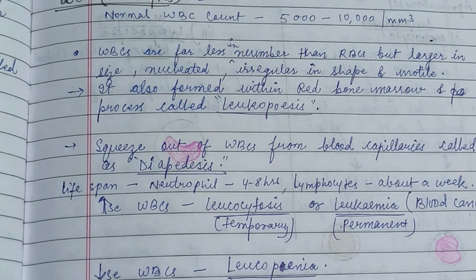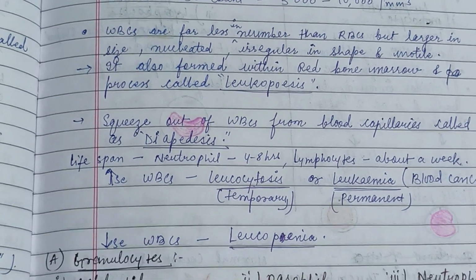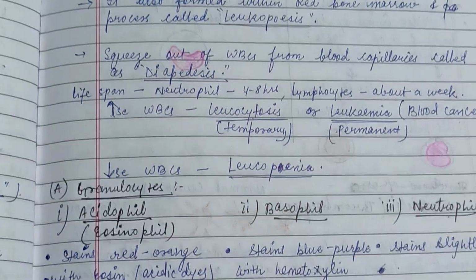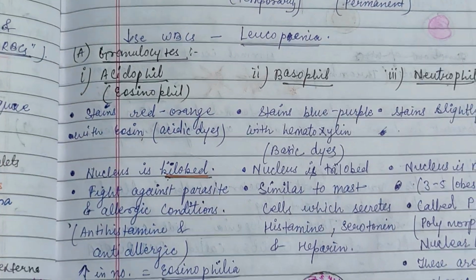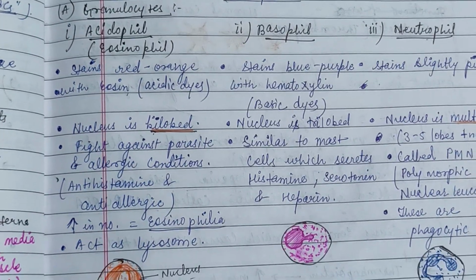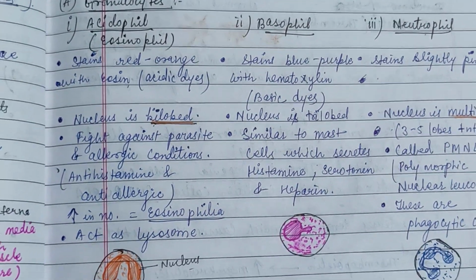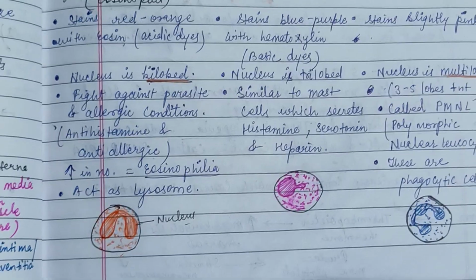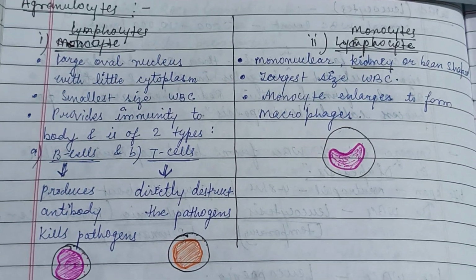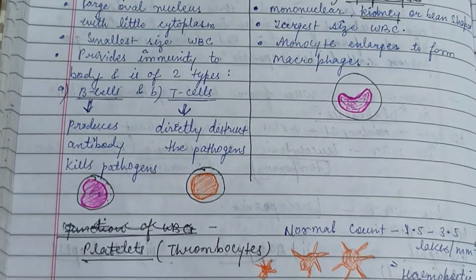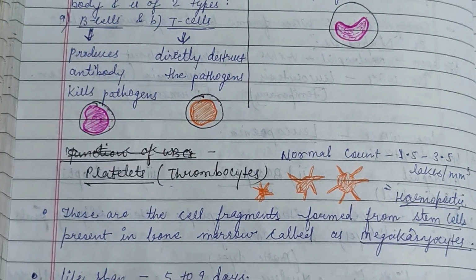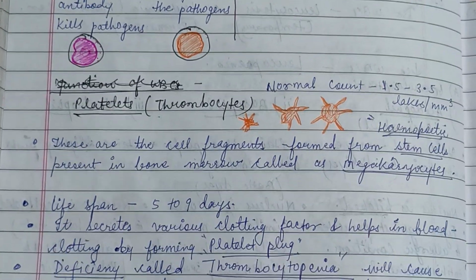Normal WBC count is 5,000 to 10,000 per mm cube, and it is subdivided into granulocytes and agranulocytes. Granulocytes contain acidophil, basophils, and neutrophil, and here are some differences among them, and figures are as follows. Agranulocytes consist of lymphocytes and monocytes. Lymphocytes contain B cells and T cells, also known as B lymphocytes and T lymphocytes.